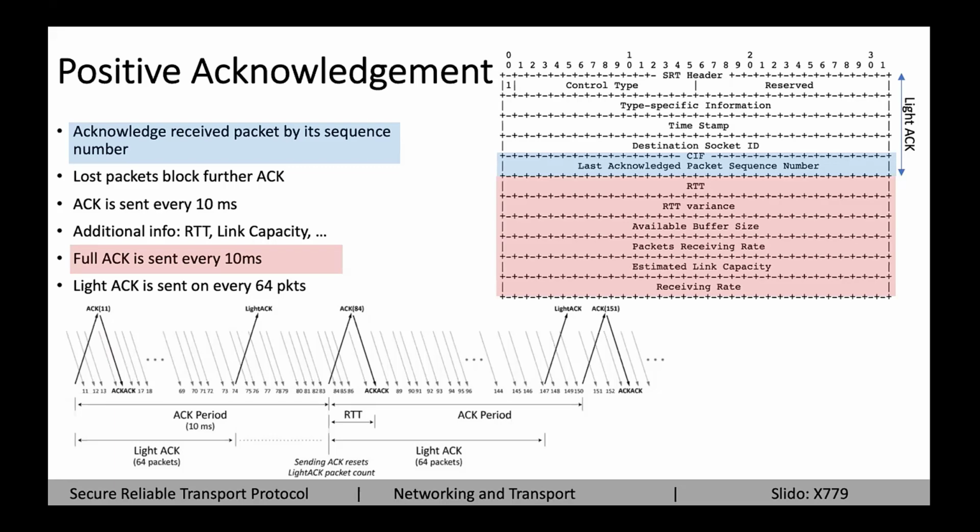And for high data rates, the receiver should send acknowledgements more often. In that case, a light acknowledgement packet is sent on every 64 data packets received. Light acknowledgement carries only the last acknowledged packet sequence number to reduce the overhead, and all those fields marked with red on this slide are not transmitted in light acknowledgement packets.